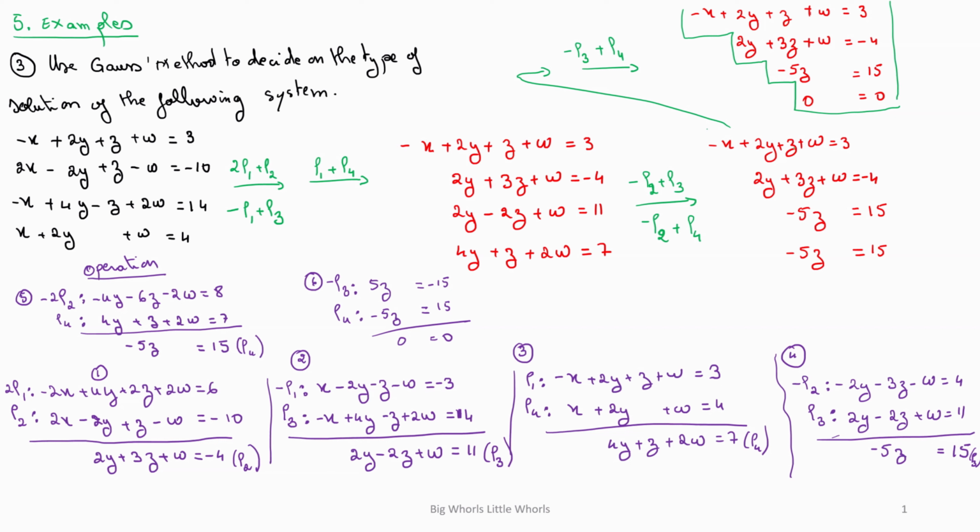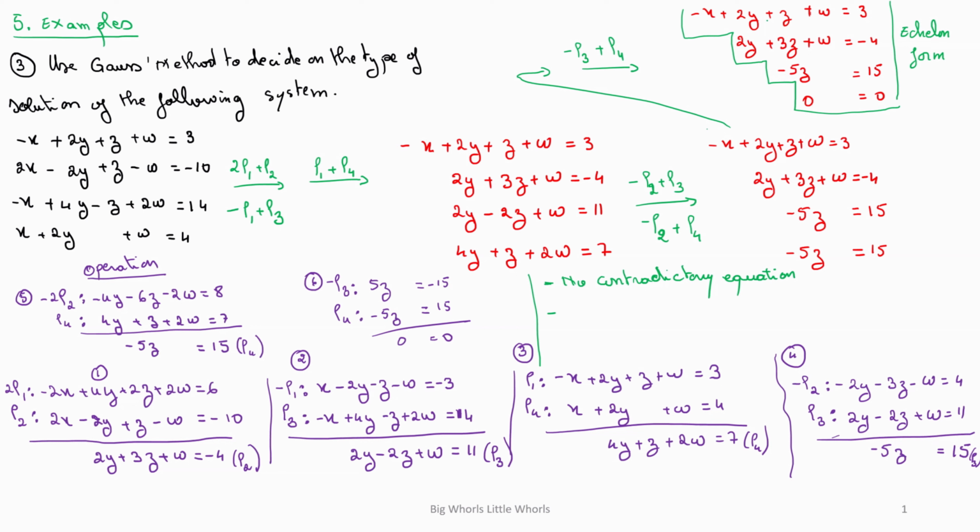So the question is, what is the type of the solution? We have arrived at the echelon form here. Sorry, I don't have enough space. Here we have no contradictory equation. We have 0 equals 0, which is true, no contradiction.